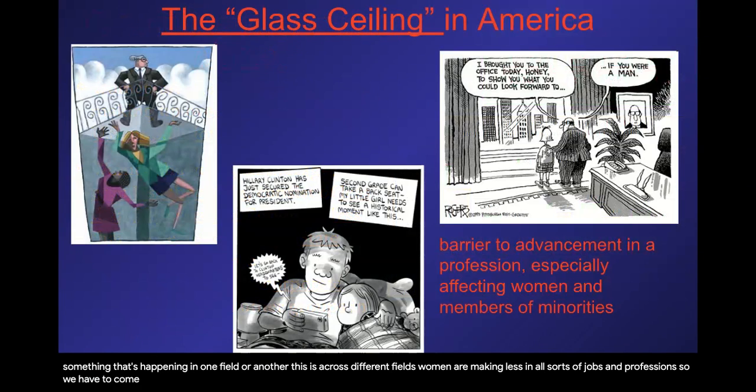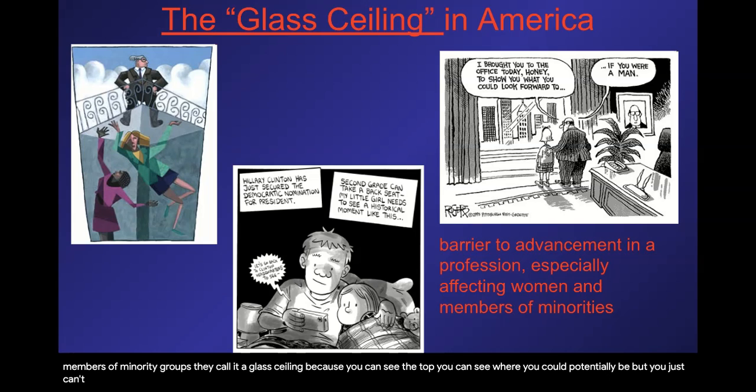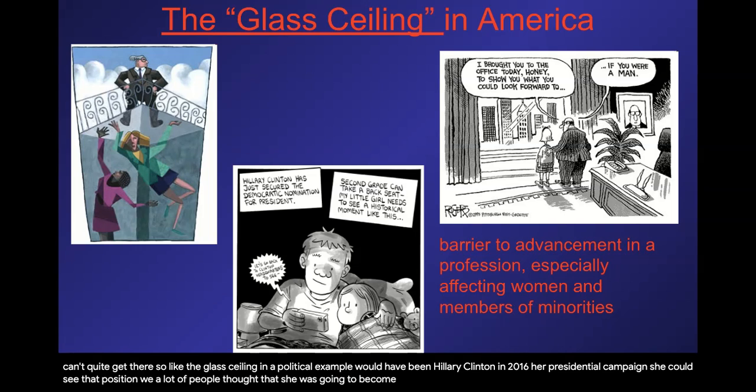So we have something called the glass ceiling in America. This is the barrier to advancement in a profession. So this affects women and affects members of minority groups. They call it a glass ceiling because you can see the top, you can see where you could potentially be, but you just can't quite get there. So, like the glass ceiling in a political example would have been Hillary Clinton in 2016, her presidential campaign. She could see that position. A lot of people thought that she was going to become president, but she didn't quite break that glass ceiling yet.